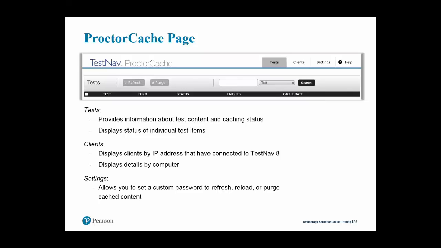We're going to talk about purging in a bit here, but remember, after test administration has been completed, if you've used Proctor caching in the past before, you want to make sure that you've purged, or deleted, removed that test content from that Proctor caching computer. It's just taking up space. It doesn't have to be in there, so you should purge it at the end of each administration. So again, that's your Proctor Cache page, and those are the different tabs on the page.